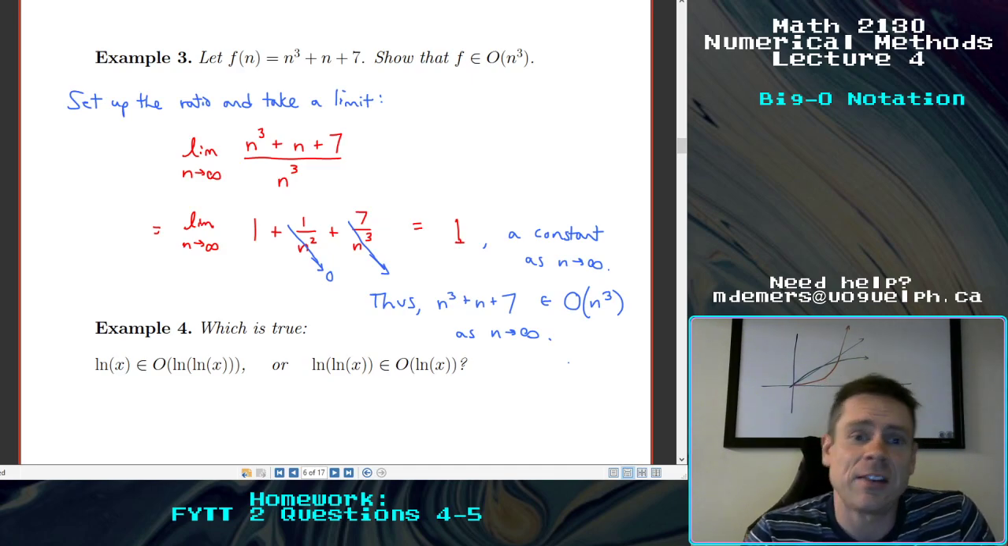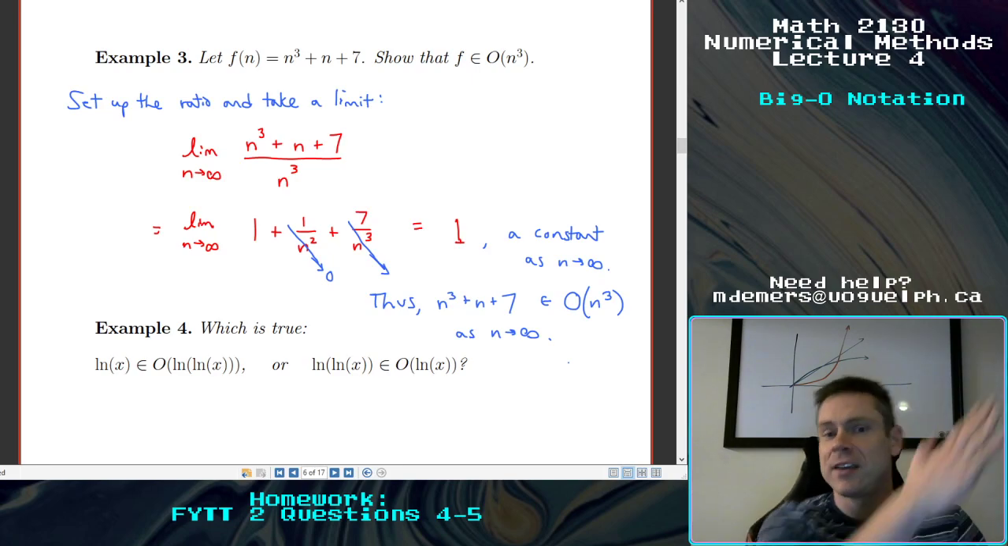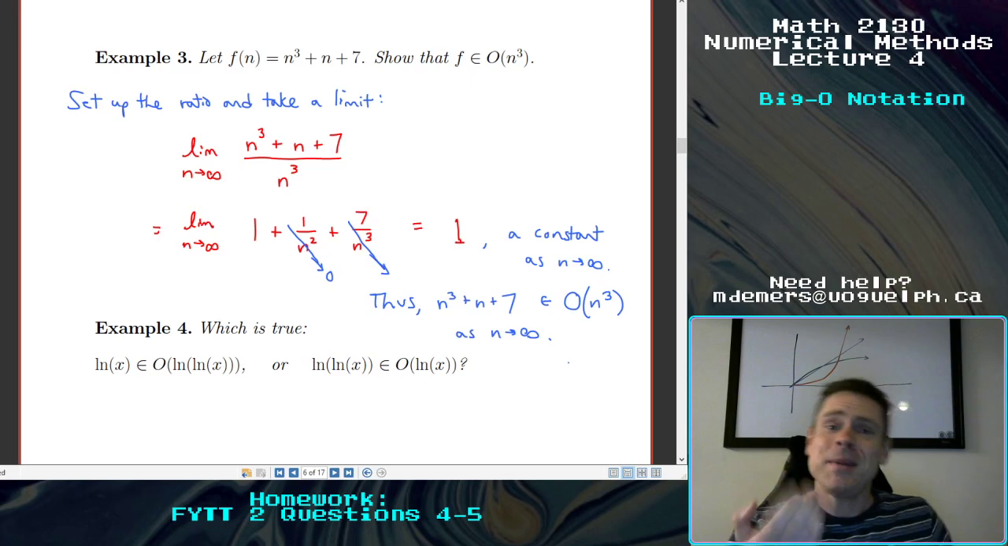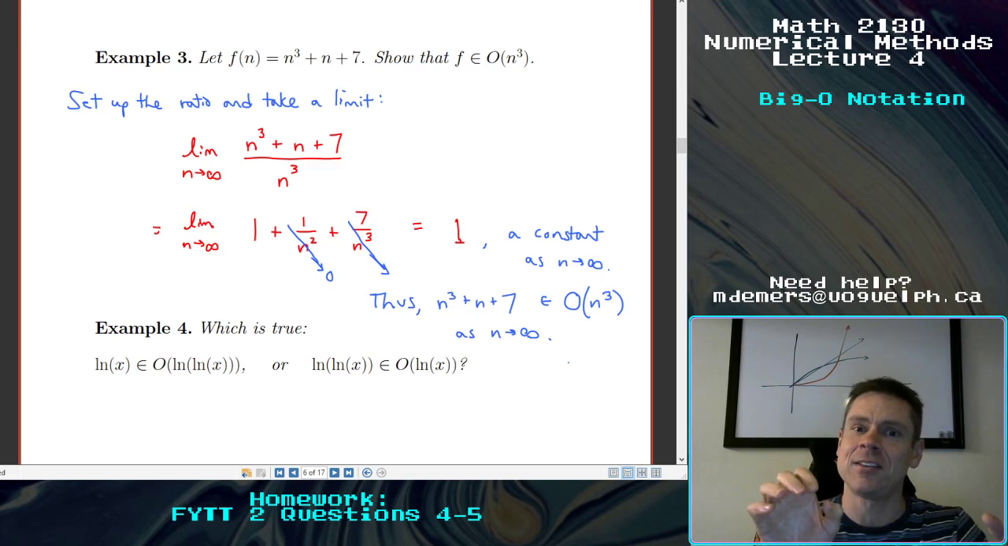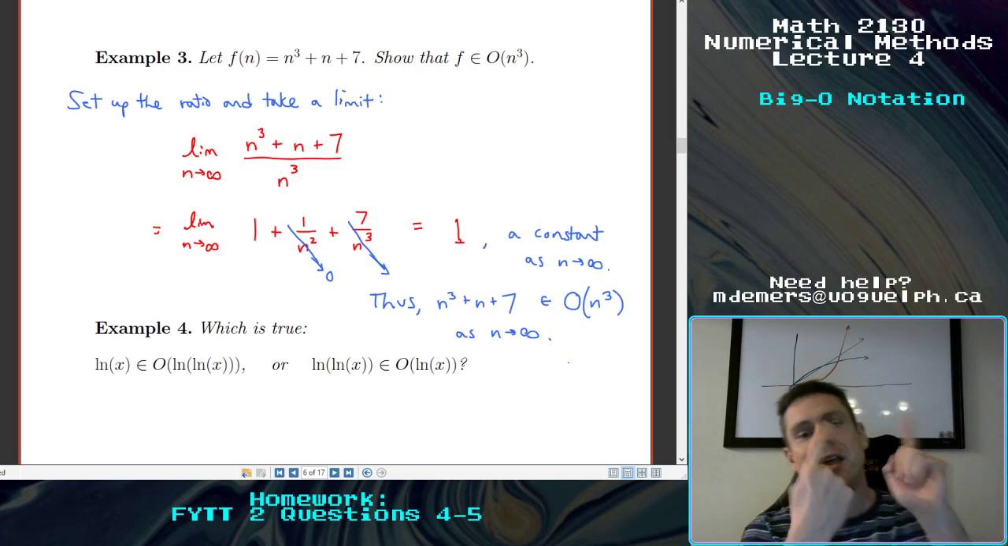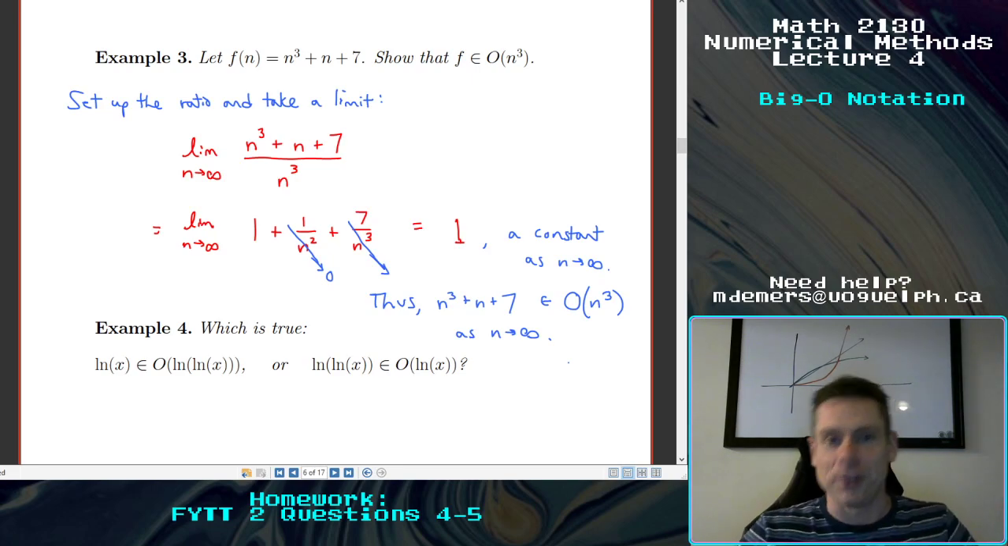And what this is essentially saying is that n cubed plus n plus 7 is going to grow in a really similar way to a basic n cubed function. Maybe in certain situations, when you want to know how big an expression is going to get, but you don't care about the little details, maybe it's enough to say, hey, this function grows like a cubic does. That can be more helpful in certain situations.